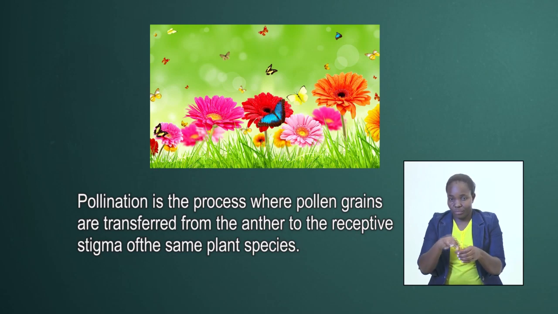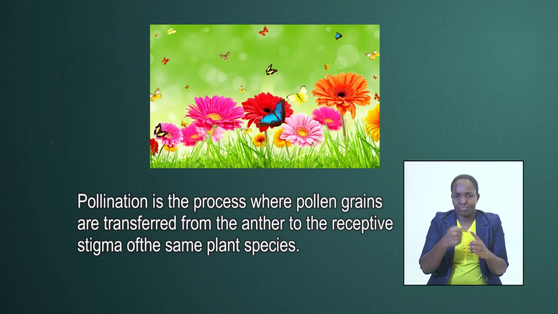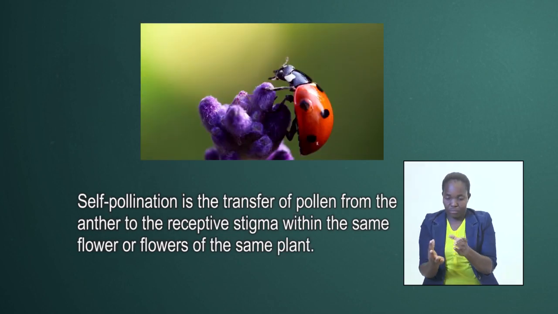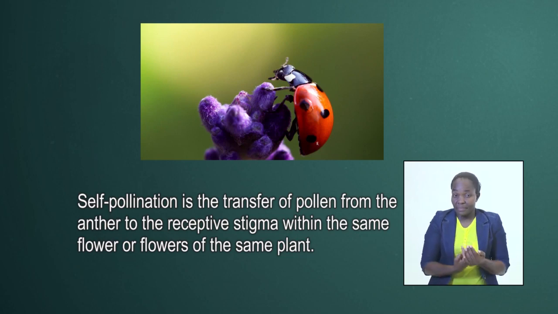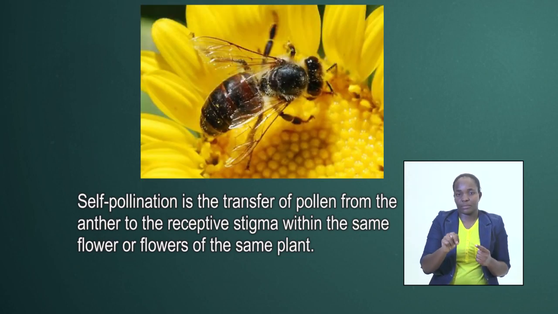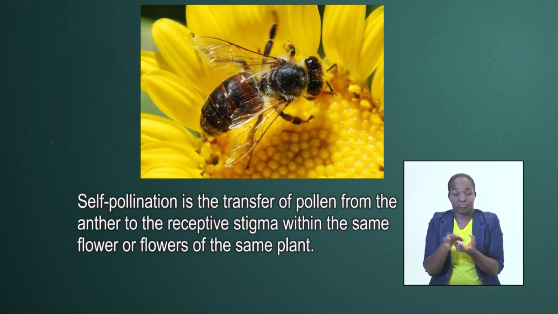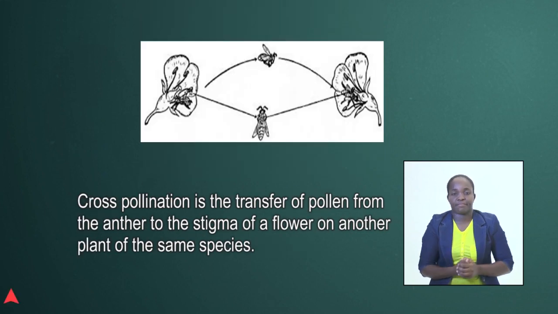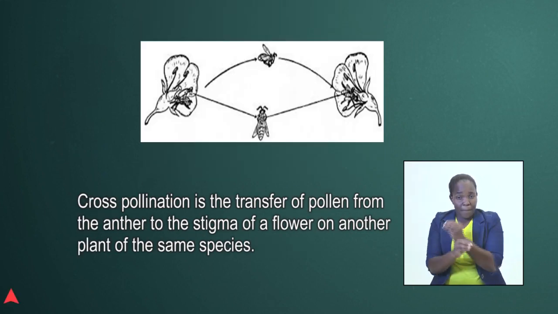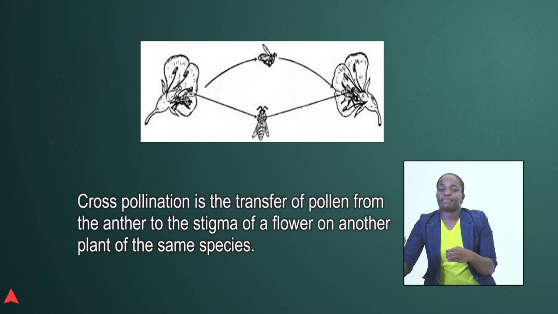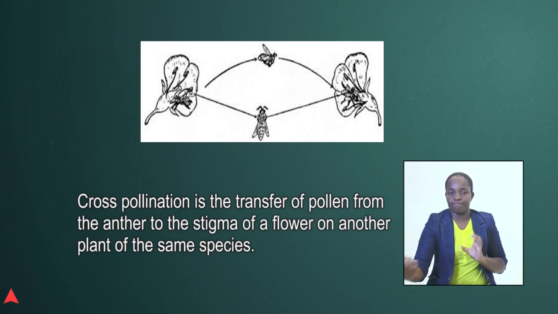Pollination is the process where pollen grains are transferred from the anther to the receptive stigma of the same plant species. Self-pollination is the transfer of pollen from the anther to the receptive stigma within the same flower or flowers of the same plant. And cross-pollination is the transfer of pollen from the anther of one plant to the stigma of the same type of flower but on another plant.